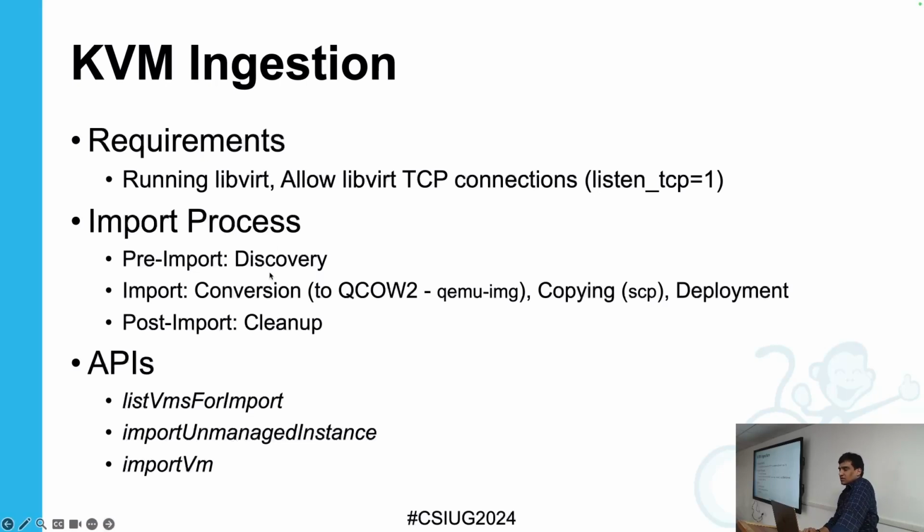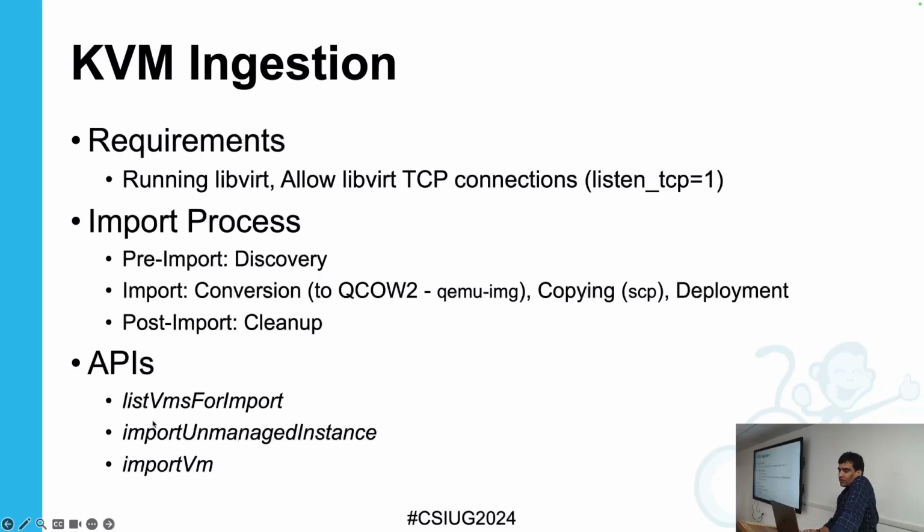One, it discovers the properties of the VM, and does disk conversion to QCOW2 using qemu-img, and then it copies using SCP, and then it deploys the VM and updates the DB with the details. Post deployment, any temporary files it created, it will clean up.